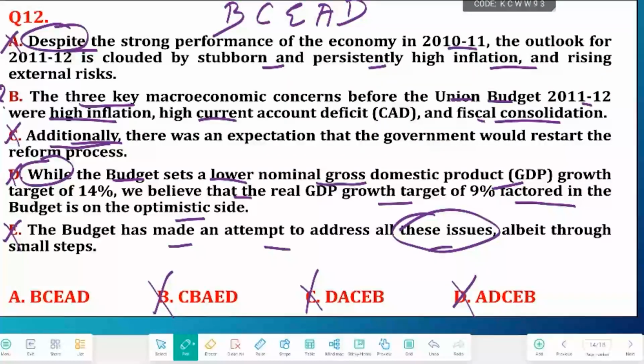उसके बाद C. Additionally, there was an expectation that the government would restart the reform process. Okay. उसके बाद E. The budget has made an attempt to address all these issues. These issues मतलब कौन से? एक, दो, तीन, ये issues address किए हैं. Albeit through small steps, छोटे-छोटे steps हैं.